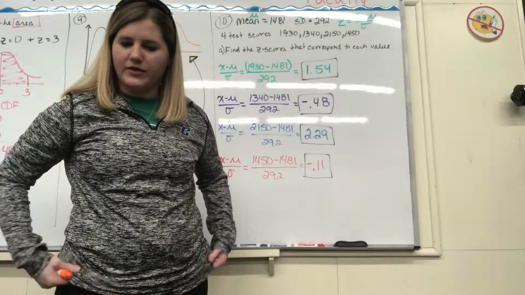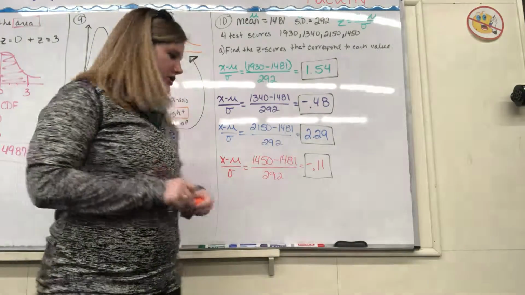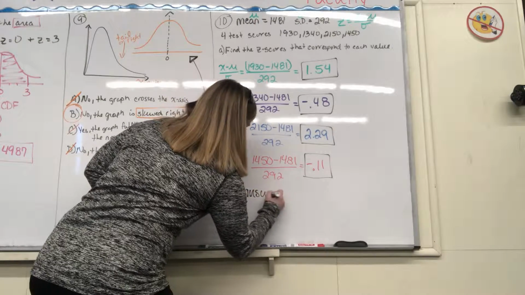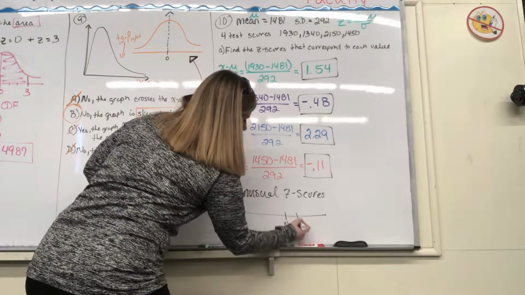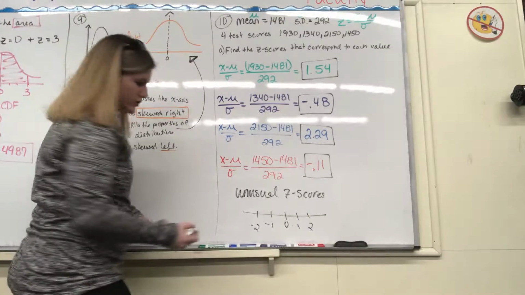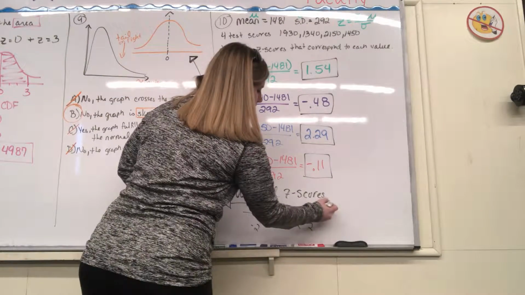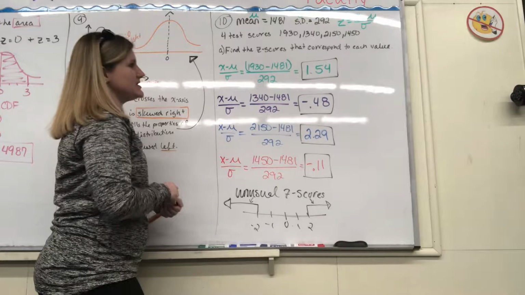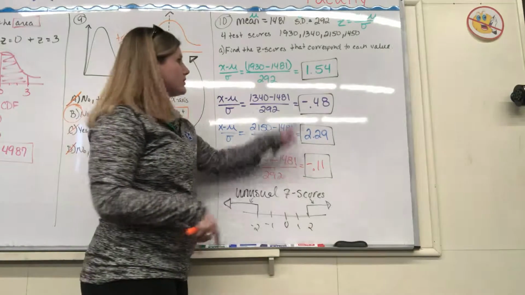It's asking us to determine whether any of the values are unusual. Remember we can go back to thinking about unusual z-scores. On our number line, we have 0, +1, +2, -1, -2. Unusual z-scores are anything from -2 below and +2 above. Looking at our z-scores, 1.54 is not 2 or higher, so that's usual.